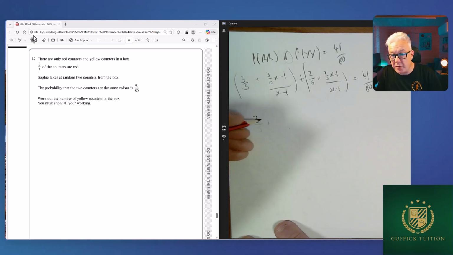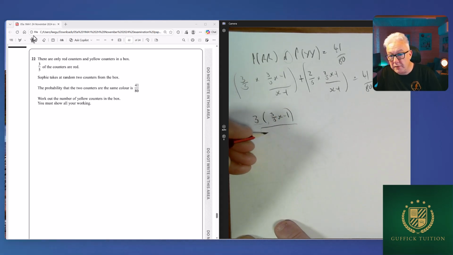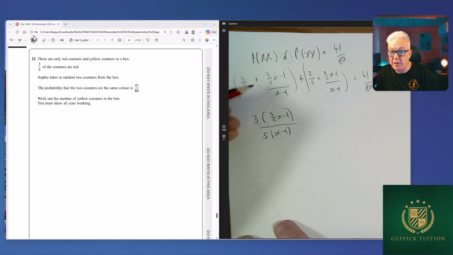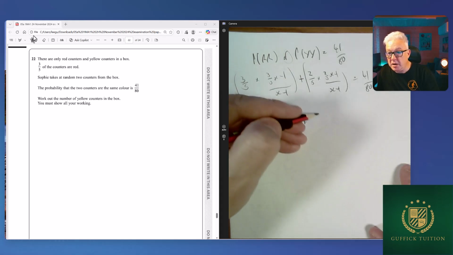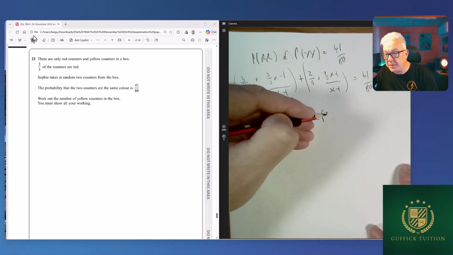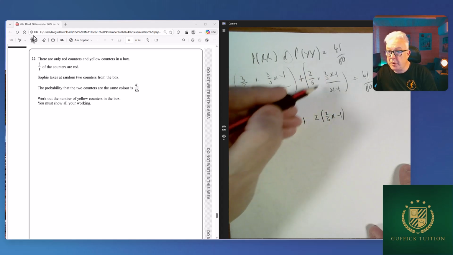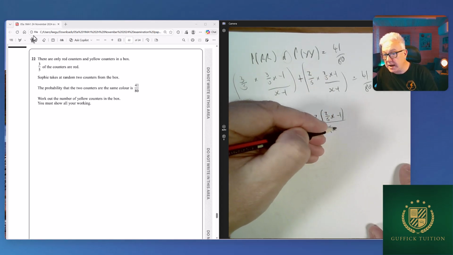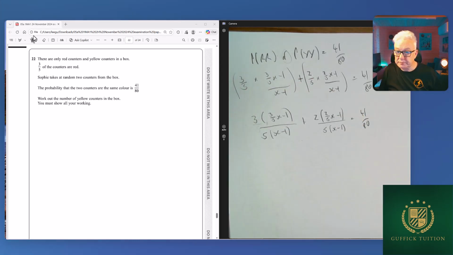So we're going to have 3 times by 3 over 5 times by x minus 1. So that's just that one times that one over that one times that one. And similarly over here, we're going to have 2 times by 2 over 5 times x minus 1. So that one times that one over that one times that one. And that again is 5 times x minus 1 equals 41 over 80.